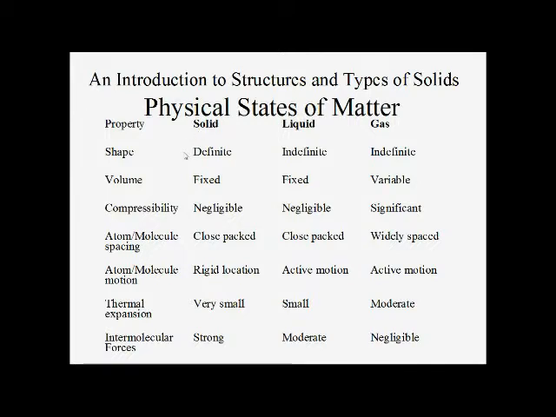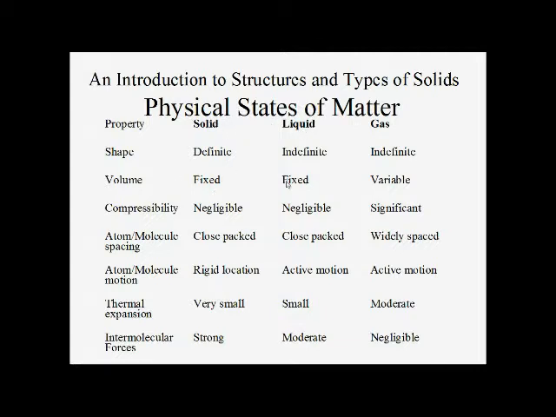The definite shape of this solid comes from the rigid location of the molecules. So the molecules are in a set location, and they do not have much motion. They still have vibration motion, but they do not change location much at all. Whereas for liquids and gases, the atoms and molecules are in active motion. They keep changing location, which is what allows them to flow and be fluid.